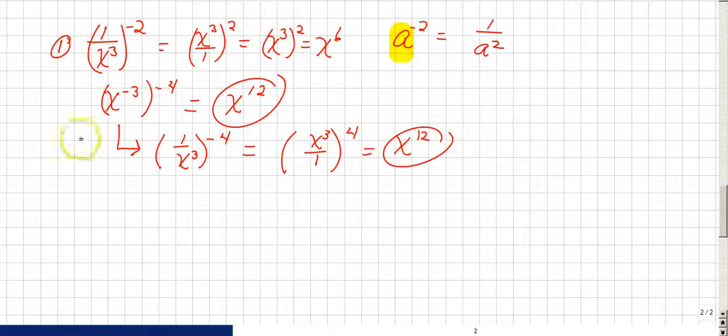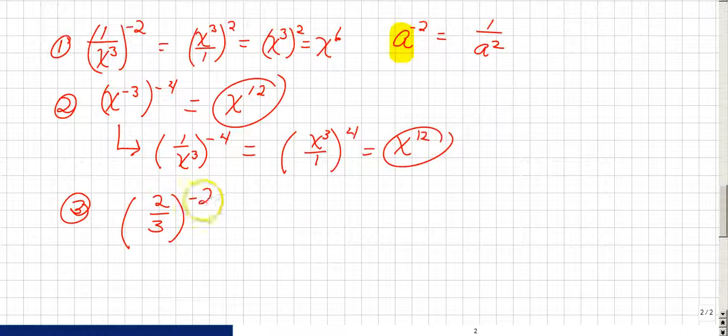We'll have a more complicated one in just a second. Let me call that example number 1, number 2. Example number 3, let's take a number, 2/3, and raise it to the negative 2 power. Well, again, negative power means reciprocate the base, so the 2/3 becomes 3/2.